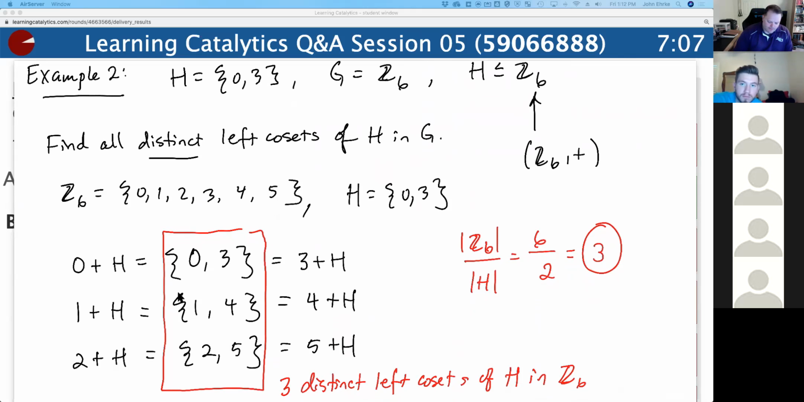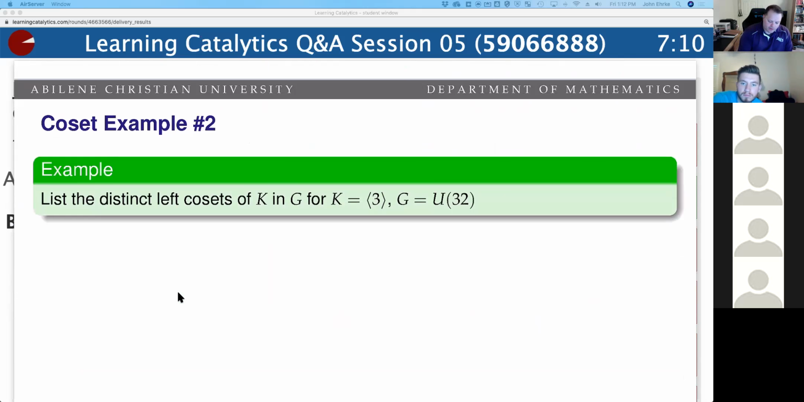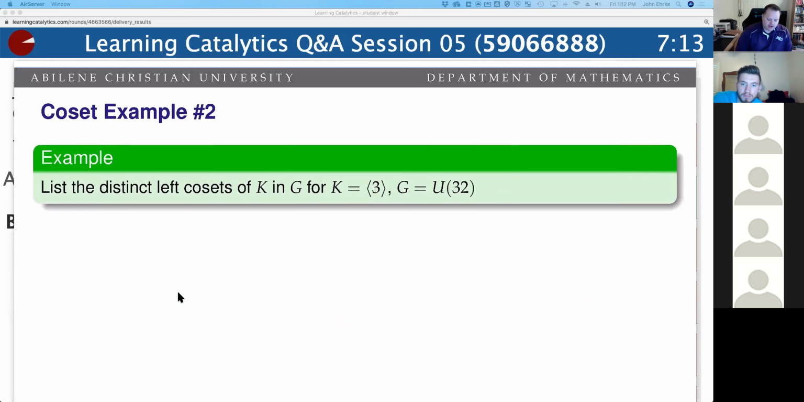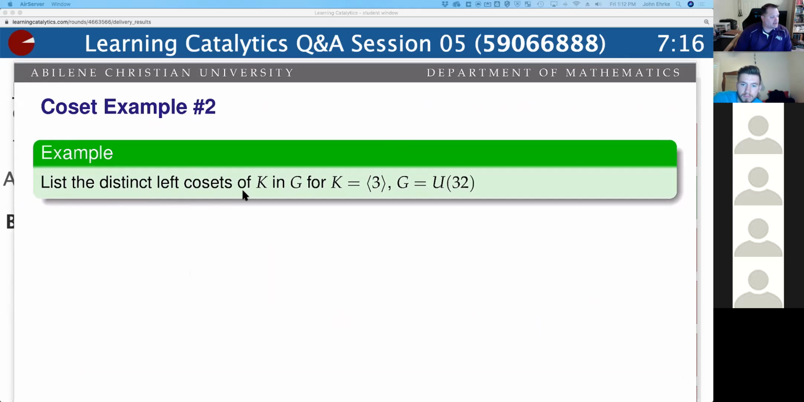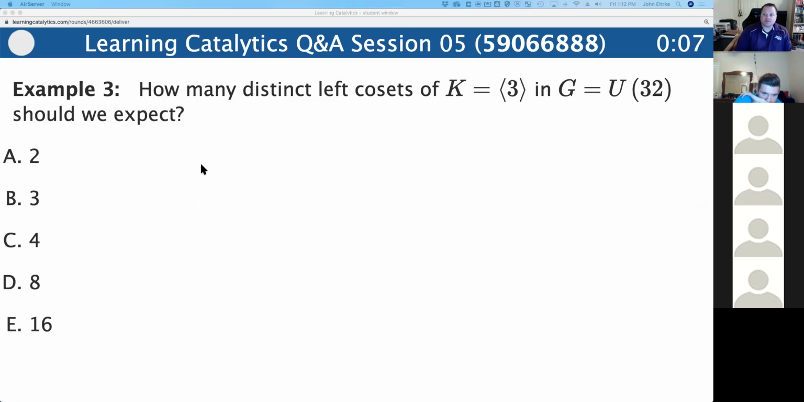All right, let's look at another example. Suppose that I was looking for all of the left cosets of the cyclic subgroup generated by 3 in U32. U32 is the set of all integers less than 32 and relatively prime to 32. So let me push a question to you real quick. If we are to do this problem together, how many cosets should we expect? When we sit down together and figure out what they are in just a second, how many of them should we expect to get?